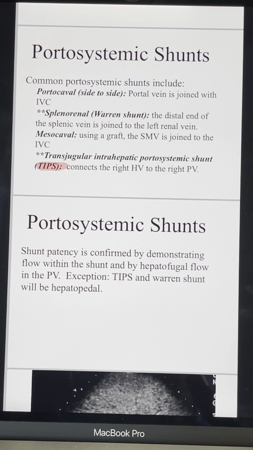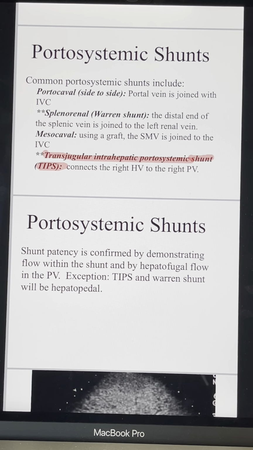It is not that uncommon. If you have not seen one yet, I'm sure within these 2 years you are going to see at least one patient with a TIPS shunt in place. So let's talk about the others, but you need to know that this is the most common one you see.